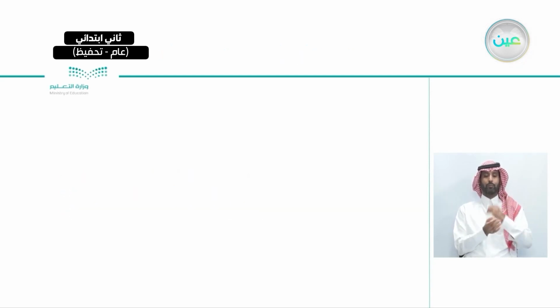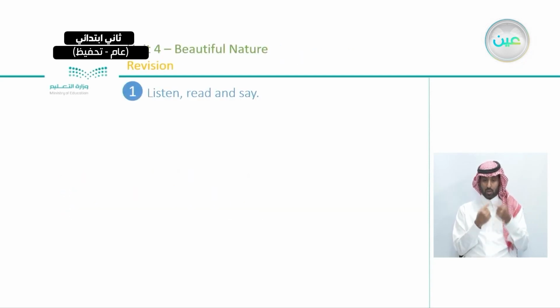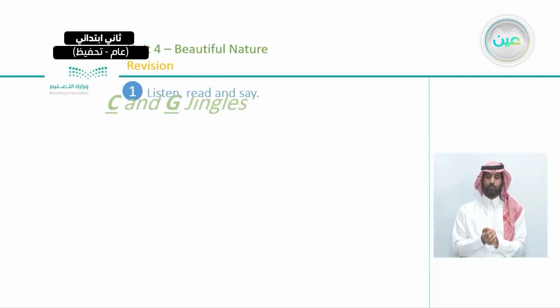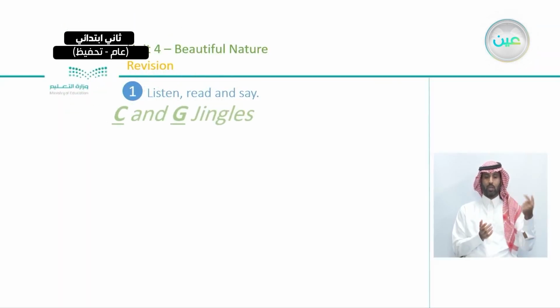Okay, so before we start, let's make a revision for the last lesson. So, number one, listen, read, and say. Okay, so we have C and G jingles. So we have two letters here, C and G. Okay, the sound of C is K. The sound of G is G.